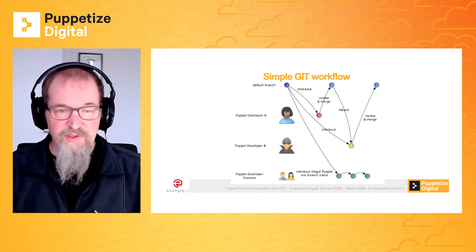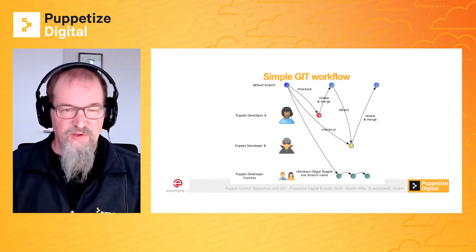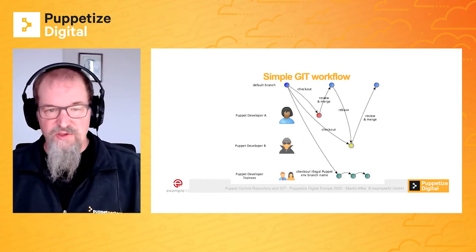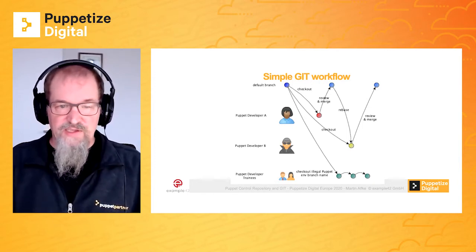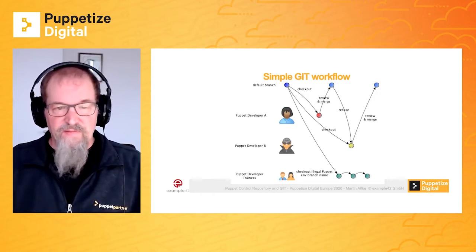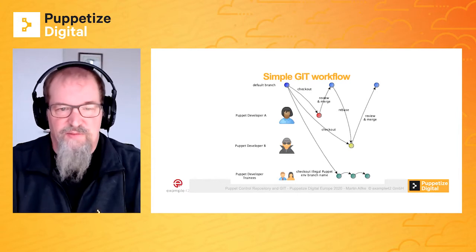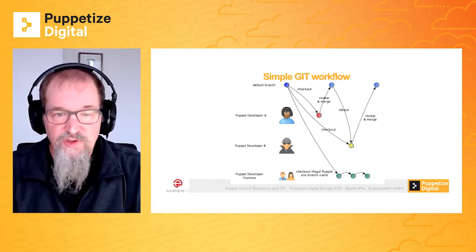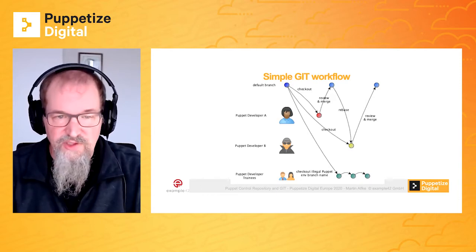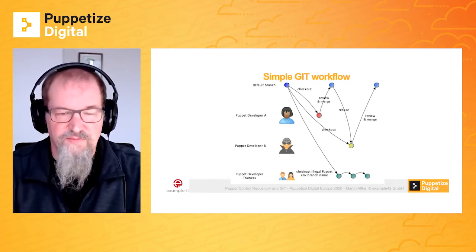So the two Puppet developers are actively working on code changes. Developer A checks out a feature branch and starts coding. The same does developer B. Developer A is a little bit faster. Maybe it was less work to do, just changing some Jira data. And developer A now puts a merge request and a review request from their own feature branch back into the default branch, usually the production branch.